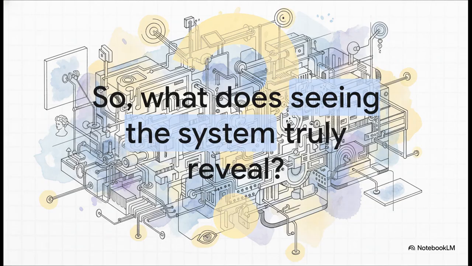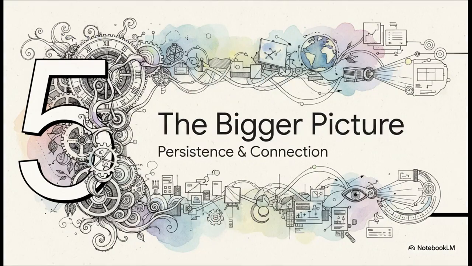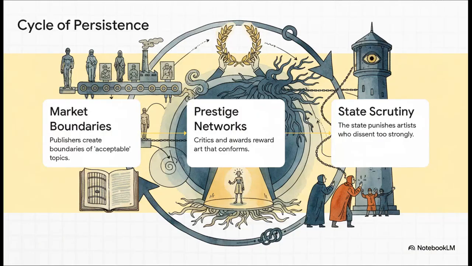Okay, so what if we fix that? If we start to see the system itself, what does that actually show us? What does it reveal? Well, it reveals how these systems keep themselves going over time, and how they're connected to even bigger forces around the world. It reveals the bigger picture. You see, these systems aren't an accident. They're self-reinforcing. It's a cycle, a feedback loop.